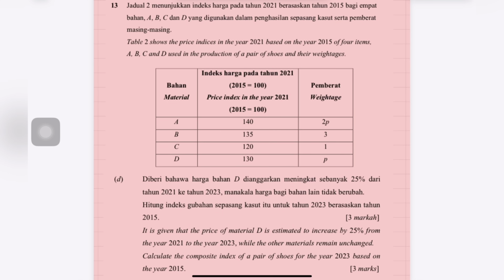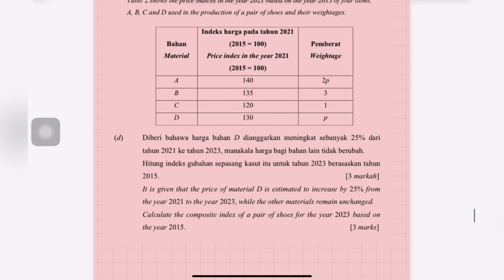D. It is given that the price of materials D is estimated to increase by 25% from the year 2021 to the year 2023, while the other materials remain unchanged. Calculate the composite index of a pair of shoes for the year 2023 based on the year 2015. Okay, so now we focus on D. Sebab dia kata D je kan yang increase by 25%.